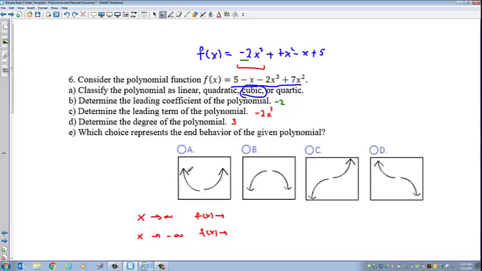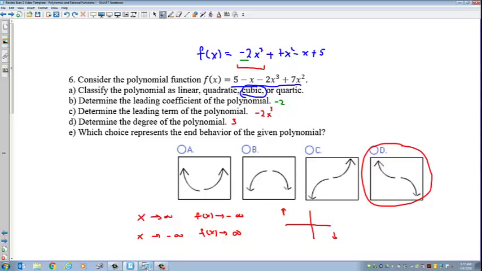You can plug in really big numbers here, and you'll see that if you plug in a big number like 100, you get a big number out. When we multiply by negative 2, you get a big negative number. So this will be negative infinity. Versus if you plug in a really big negative number like negative 100, this will be negative because you're cubing it, and then times the negative will make it positive. Right? So on the right, it's going to go down, and on the left, it's going to go up. So pretty sure it's going to be D.